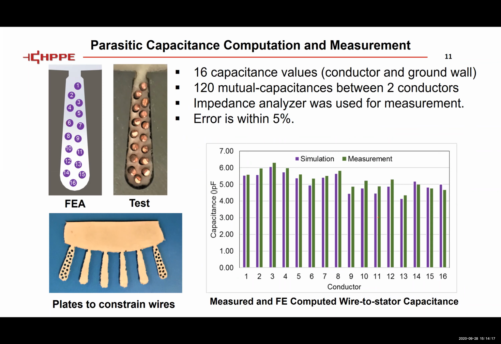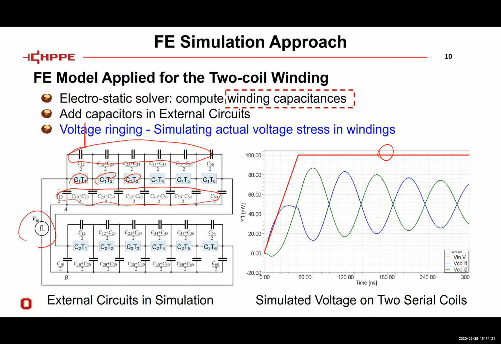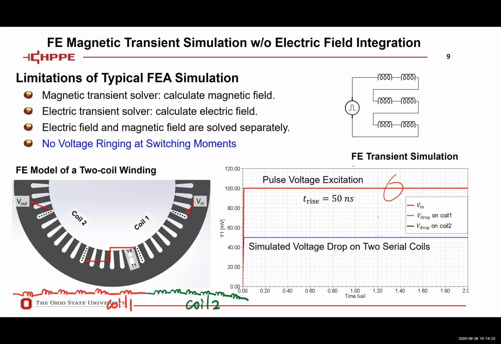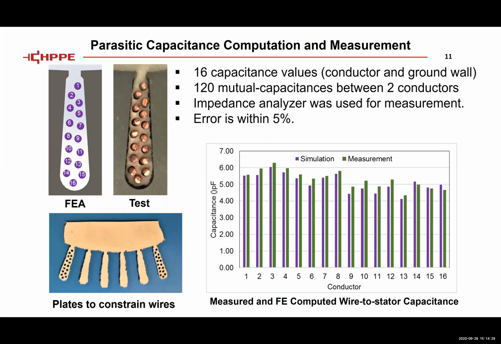So next step, if you look at the last one, it's very simple, a form wound winding. You only have 6 conductors in one slot. Then we moved to a little bit more complicated case. So here we have put 16 conductors in one slot. And also in simulation, you can exactly control the position of the wires.